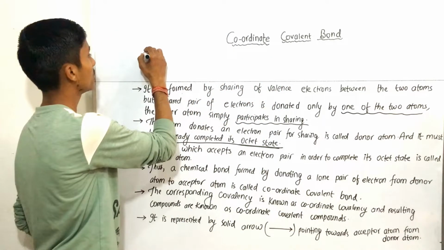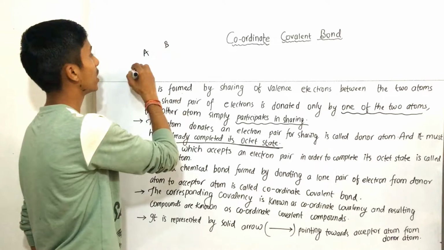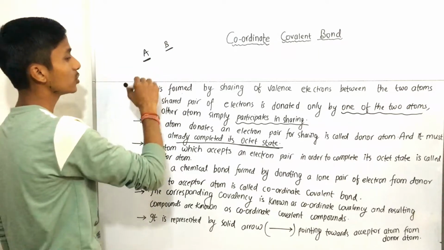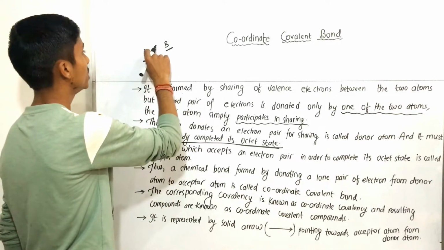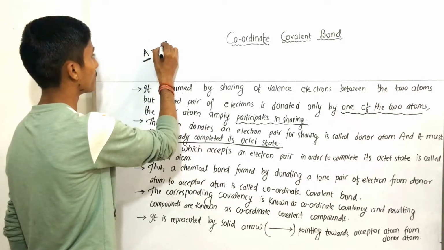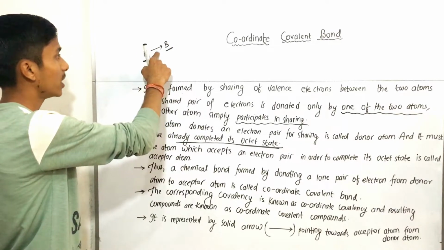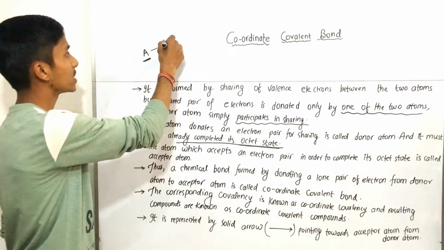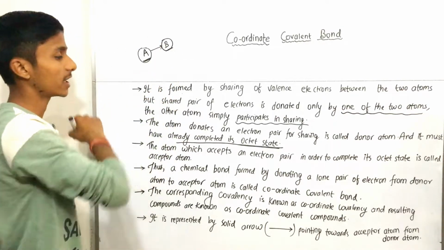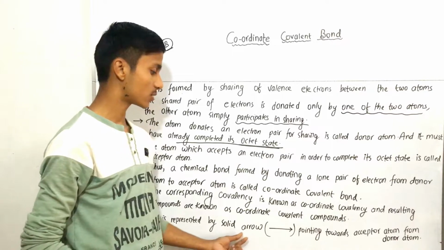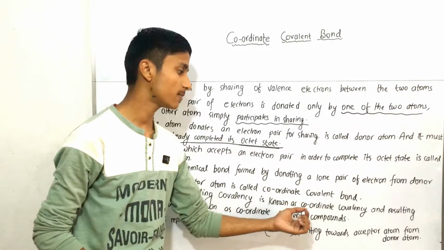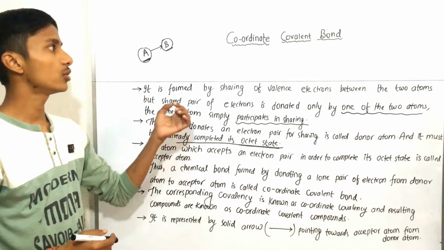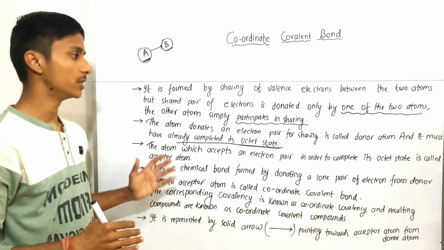Consider A and B as two atoms, where A is the donor atom and B is the acceptor atom. The coordinate covalent bond between them exists in this form: a solid arrow pointing towards the acceptor atom from the donor atom. So this is the full explanation of coordinate covalent bond. You can even copy all of this.